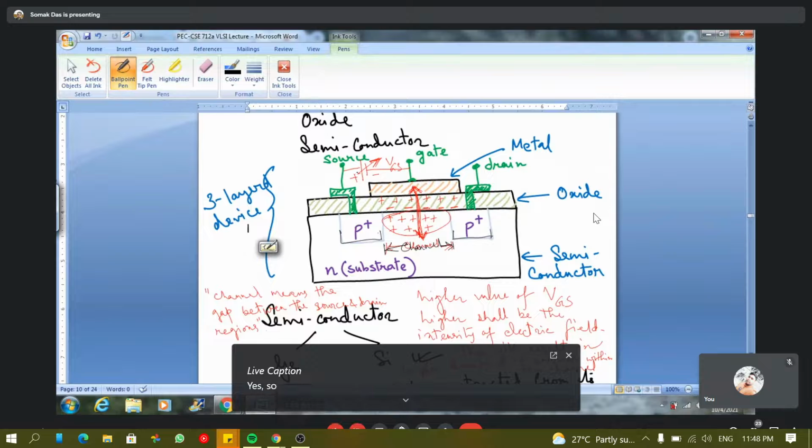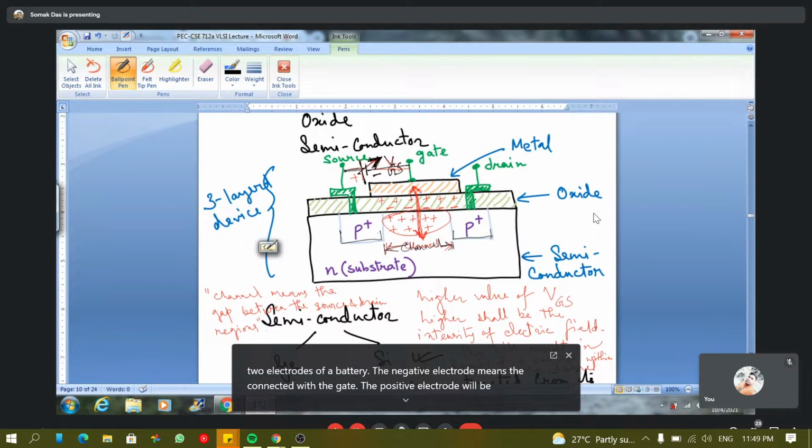So our main intention is providing a gate to source potential, in such a way that the negative electrode of that potential, here we are providing a DC potential, means you are connecting a battery. You are just connecting a battery, nothing more or less than that. Connecting a battery means there will be two electrodes of a battery. The negative electrode will be connected with the gate terminal. The positive electrode will be connected with the source terminal.